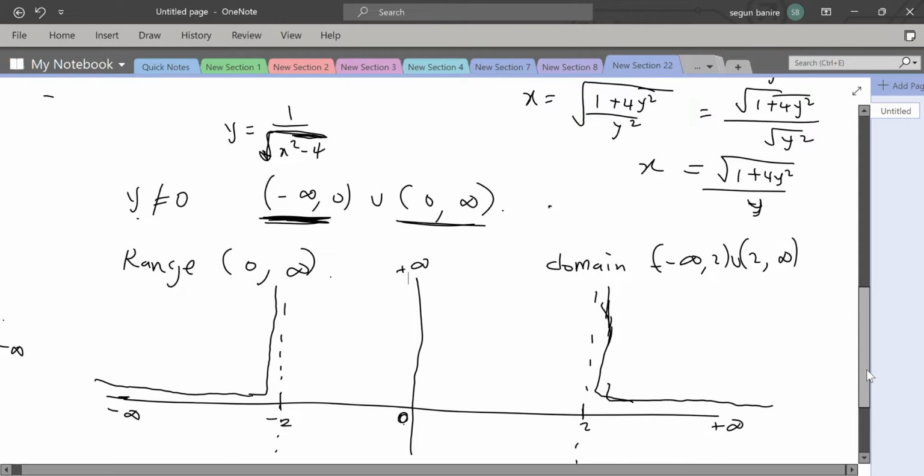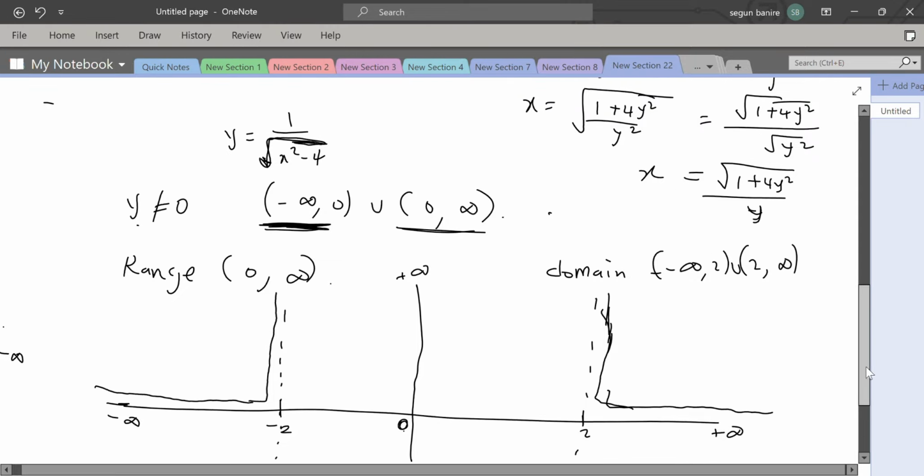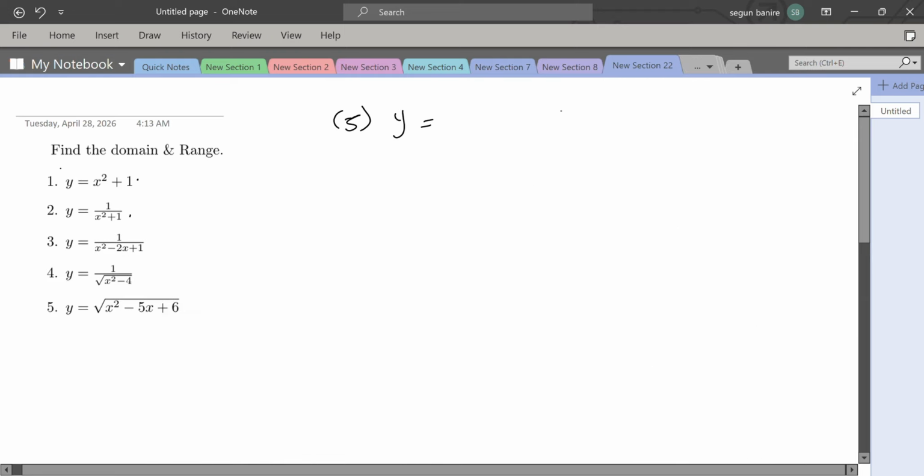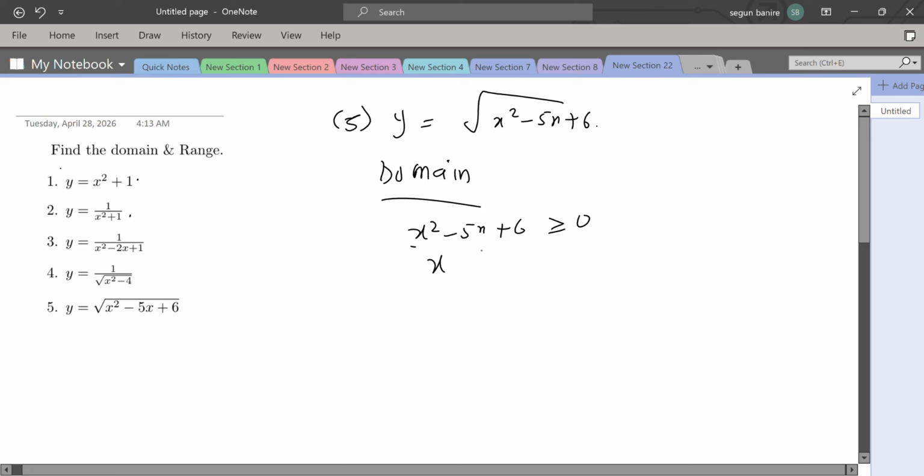Alright, so write that. Let's move to the last question. y is equal to the square root of s squared minus 5s plus 6. Okay, so this is a square root function. Let's talk about the domain. You can try it out and see what you will get. For the domain, you have to ensure that whatever is inside that root is greater than or equal to 0. So if you solve this, the factors are (s minus 2)(s minus 3) greater than or equal to 0.